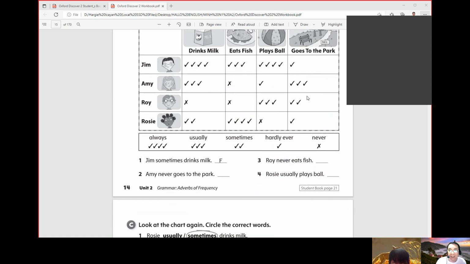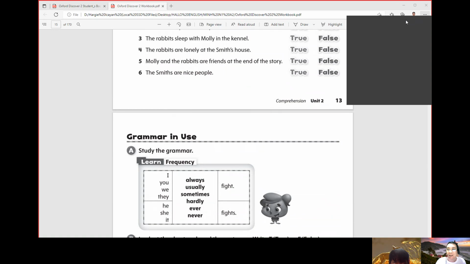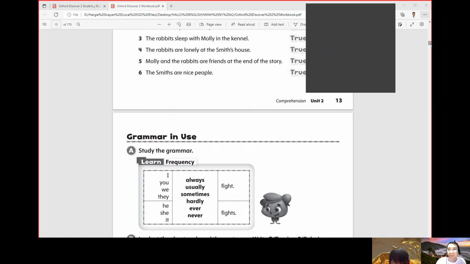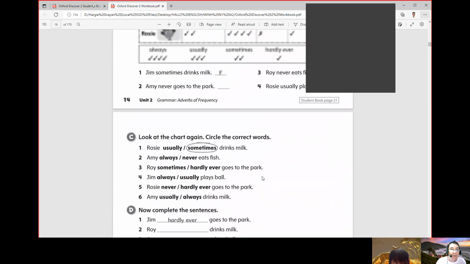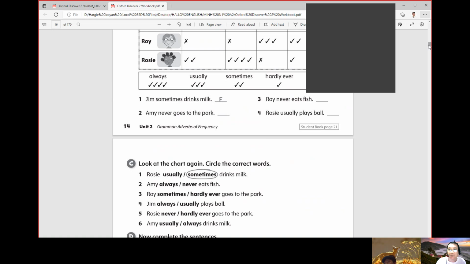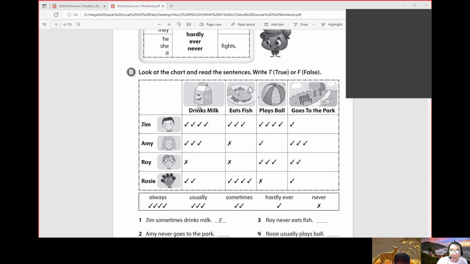Now we have here a table. The direction is to look at the chart and read the sentences. Write T if it is true or F if it is false. Now let's try to examine the chart first.